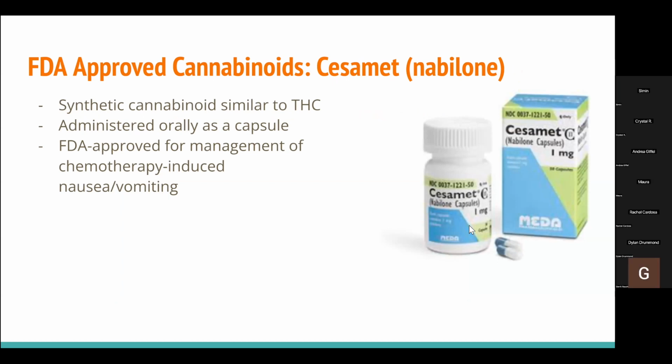Lastly, there is Cesamet, or nabilone. It's again a synthetic cannabinoid similar to THC. It comes as a capsule, but its only FDA approved use is for chemotherapy induced nausea and vomiting. So different from the Syndros and Marinol, it doesn't have the anorexia and AIDS approval.